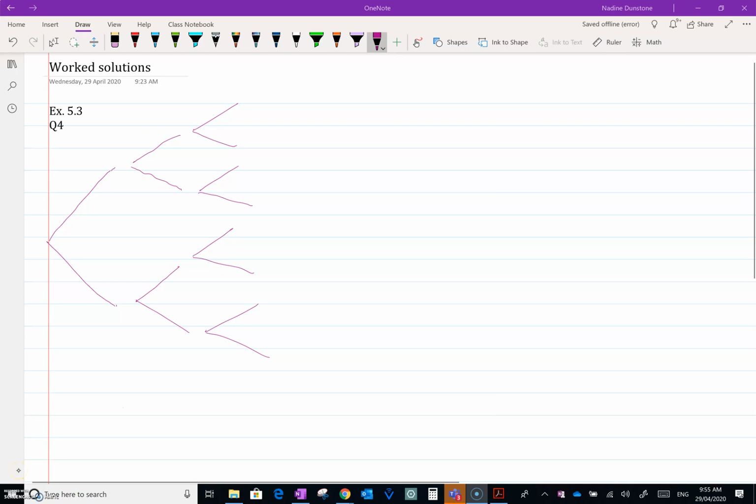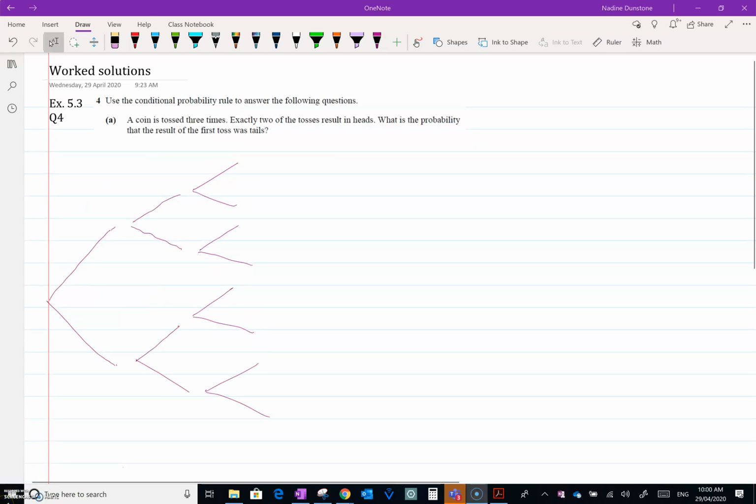Hey guys, so we've got exercise 5.3 here, question 4. We're starting with part A. So this is about conditional probability. The question says that a coin is tossed 3 times, exactly 2 of the tosses result in heads. What is the probability that the result of the first toss was tails?